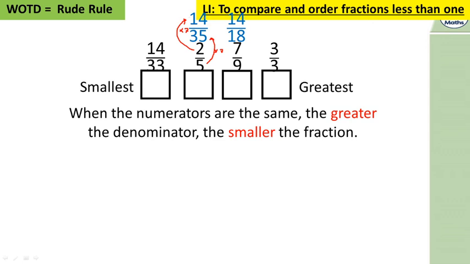So now we have the numerators the same, so we can compare them. We have 3/3, which is worth a whole, so that's going to go in there. We have 14 on the top here. When the numerators are the same, the greater the denominator, the smaller the fraction. Which one's greatest? 33, 35, or 18? So 35 is going to be the smallest fraction, because you're dividing it by the most. 14 divided by 35 is smaller than 14 divided by 33. But remember, the original one is 2/5, so that is going to be the smallest.